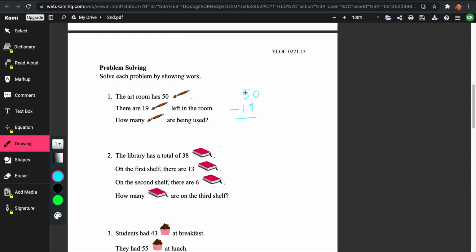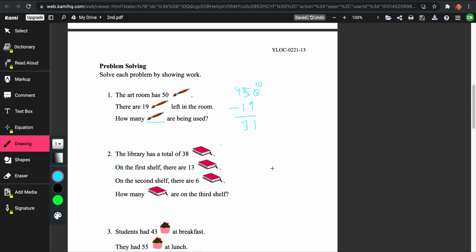Okay, let's look. 0 minus 9, that's not going to work. So we're going to have to borrow 1 over, and then that would be 10 minus 9 now. So 10 minus 9, that's 1. 4 minus 1, that's 3. So now the answer is 31, so 31 paintbrushes are currently being used. That's how we figure out how many are used.